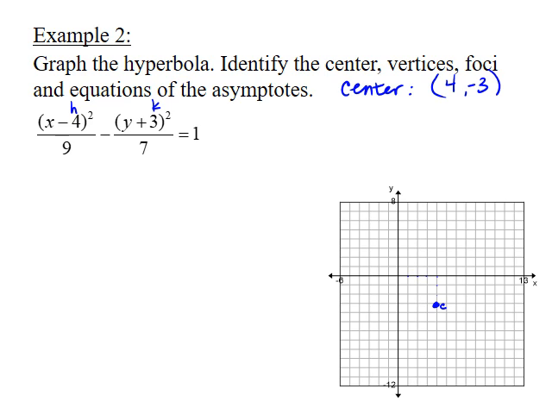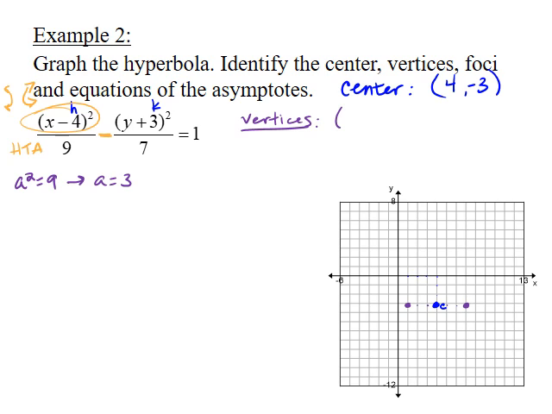Moving on, I can see that x is first in this case. So x is before the minus sign. This tells me that I have a horizontal transverse axis, which means my hyperbola is going to be opening right and left in this case. So a is always first, so a squared is 9, and that's just for the hyperbola. So a is 3. So from my center, I'm going to go right 3 units and left 3 units. That's going to give me my vertices.